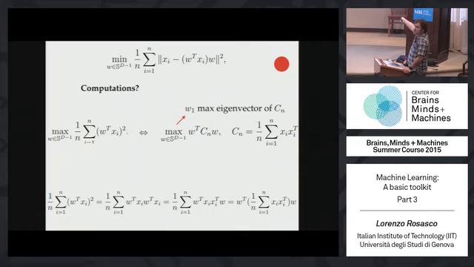Essentially, you take the Lagrangian of this and use a little bit of duality, and you show that the W that solves this problem is just the eigenvector corresponding to the maximum eigenvalue of the matrix C. So finding this direction is just solving an eigenvalue problem.